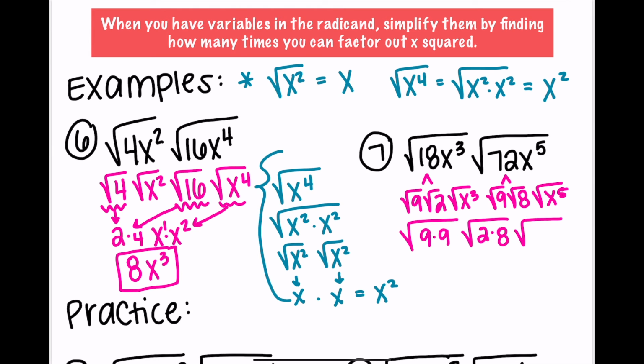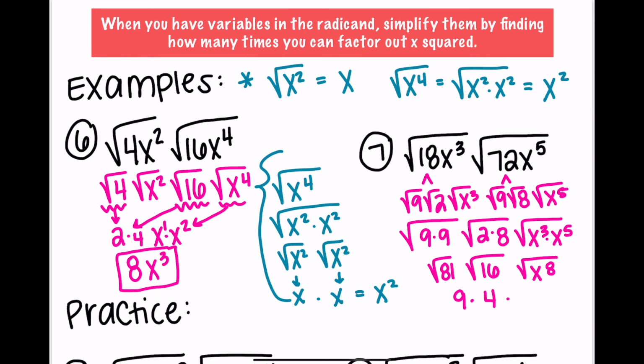And then I'm actually going to show you something else we can do. So we have x to the third times x to the fifth. So I'm going to show you something pretty cool that happens here. So the square root of 9 times 9 is the square root of 81. 2 times 8 is 16. And then x to the third times x to the fifth is x to the eighth. So this is 9 times 4.